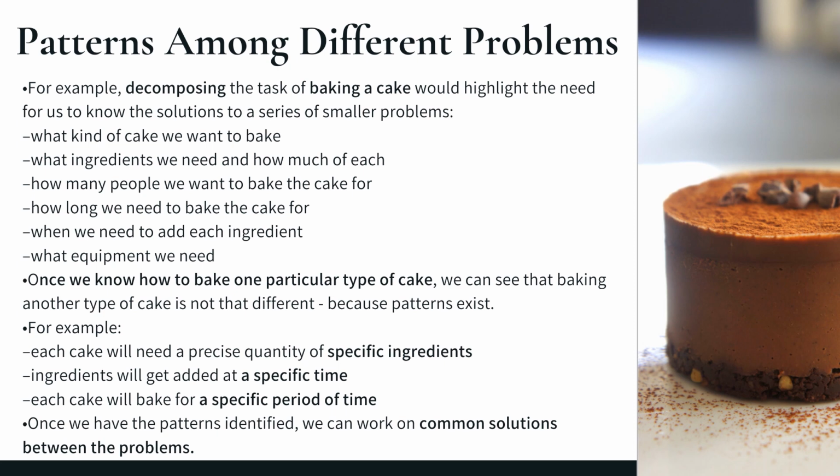Okay. So once we know how to bake one particular type of cake, we can see that baking another type of cake is not that different. For example, each cake will need a precise quantity of specific ingredients. Ingredients will get added at a specific time. Each cake will bake for a specific period of time, and so on. So, to make it easier for you to understand, patterns among different problems.